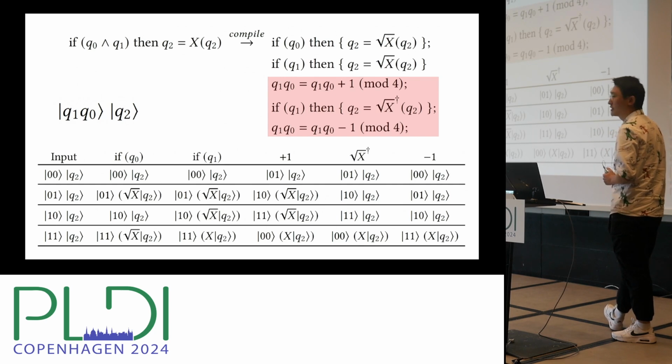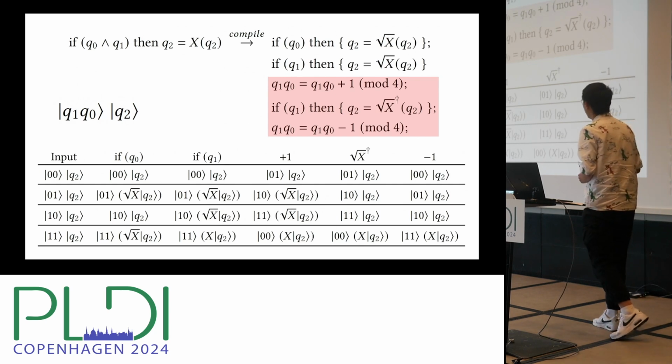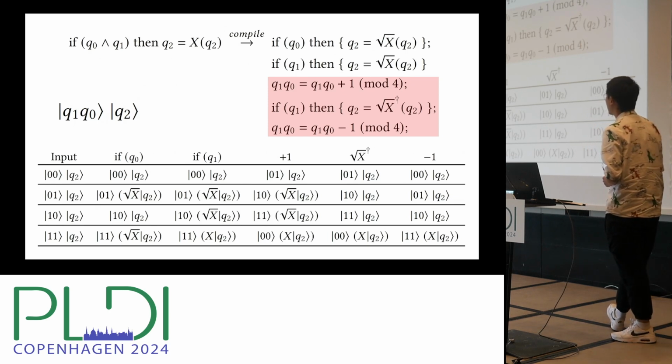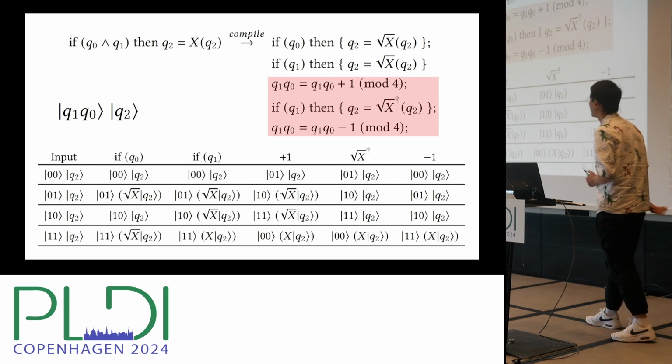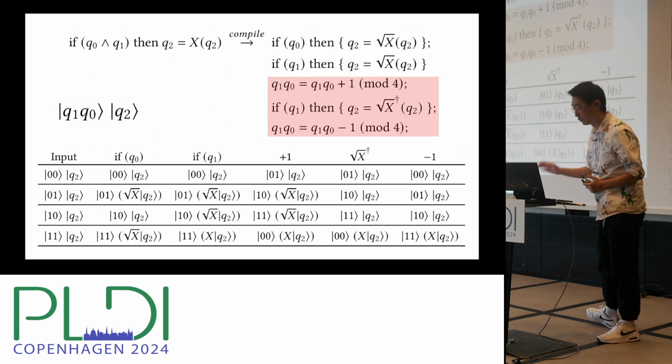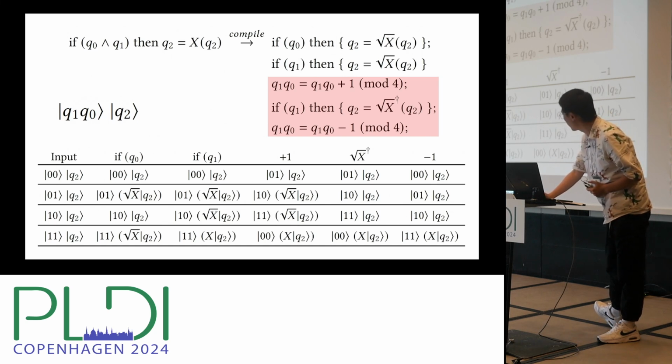Now if we go through these 5 steps in the compiled code, we can see that it implements the quantum conditionals as we defined before. If you understand this example, you will understand the whole paper. So let's go through each example.